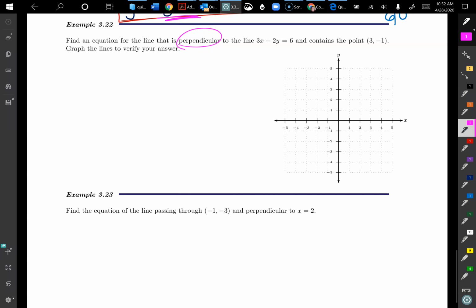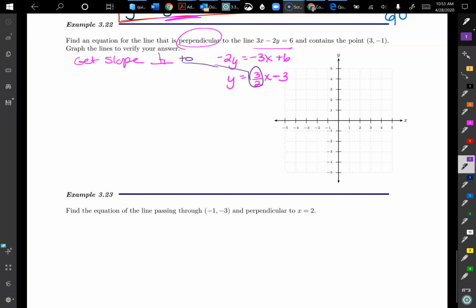So first thing is, get your slope. It's not going to be the same exact slope as this. We need to get the slope that is perpendicular, right? So we need the negative reciprocal. But in order to do that, we need to find out this slope. So we're going to rearrange this. Go ahead and pause the video and do that.